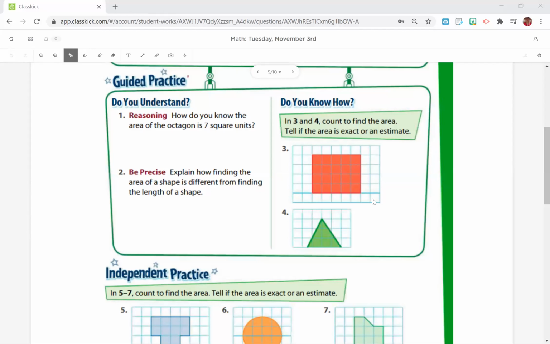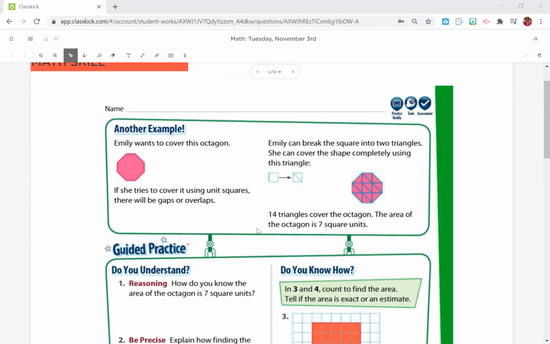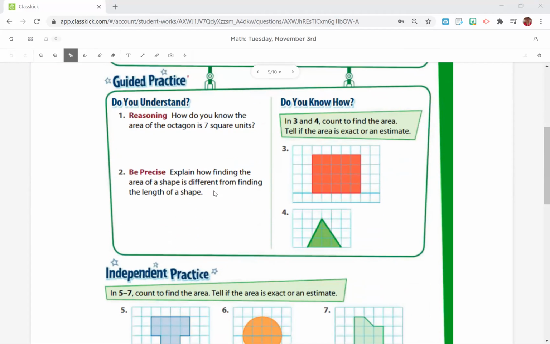For your math skill today, we're going to be finding the area of different shapes. Now at the top, you can see that some shapes you can divide a square unit into two parts. So then you can count by halves. 2 halves equals 1 full square unit. So you can see there are 14 halves, which is the same as 7 square units.